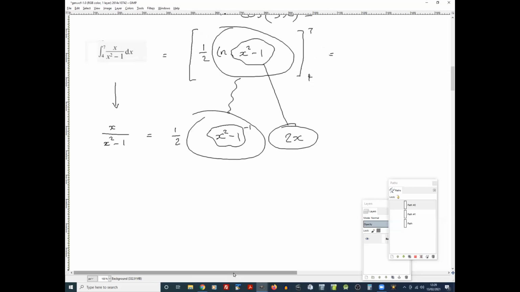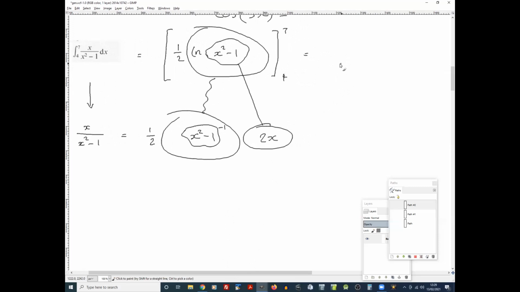Equals? What numbers are we putting in? 7. So 7 squared minus 1 is 48, half ln 48. Good. And minus half ln 15. Great. Simplifying to?